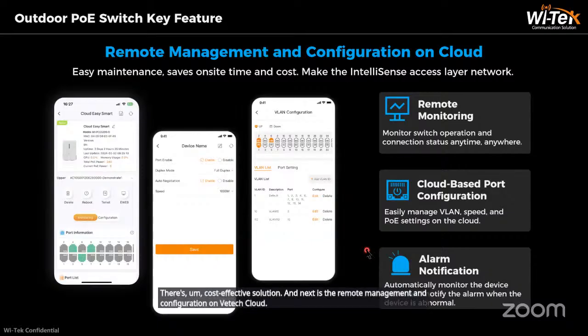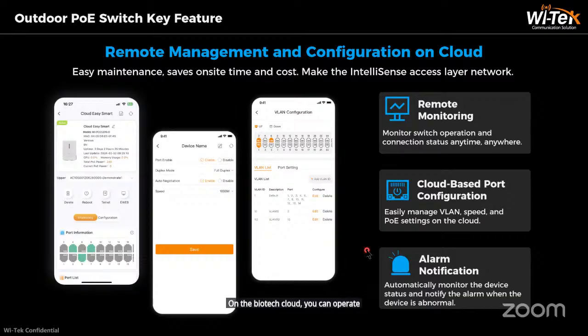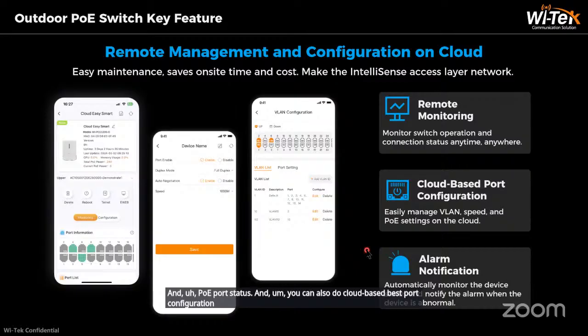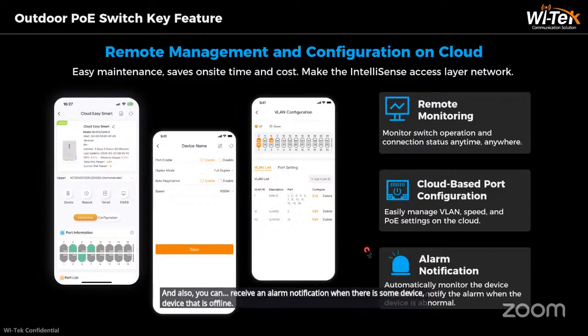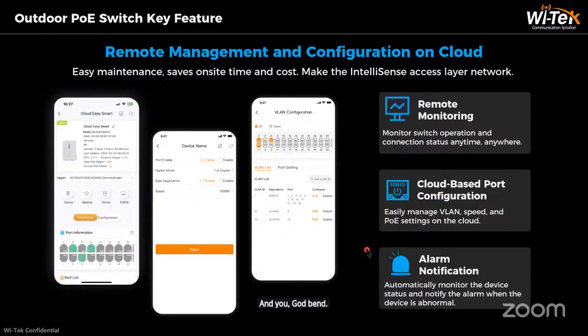And next is the remote management and configuration on Wi-Tek Cloud. On the Wi-Tek Cloud, you can do remote monitoring for the switch and PoE port status. And you can also do cloud-based port configuration, like you can set VLAN, port speed, and PoE settings on the Wi-Tek Cloud. And also you can receive an alarm notification when some device is offline, so you can be aware and troubleshoot your project.